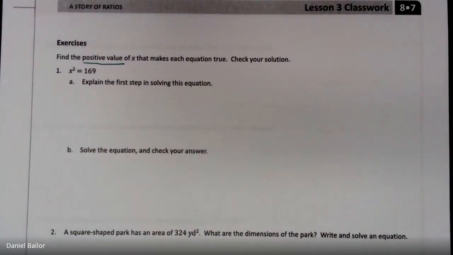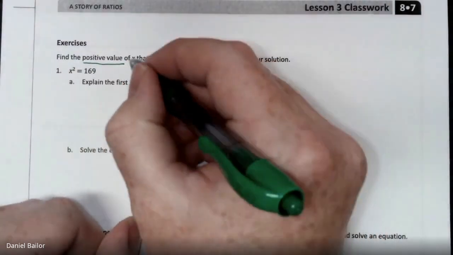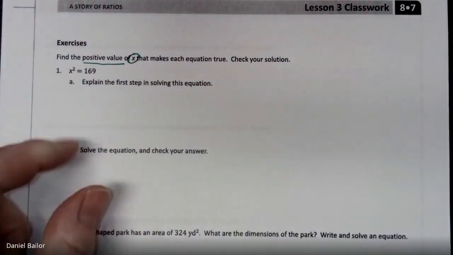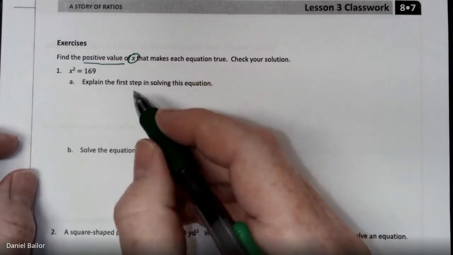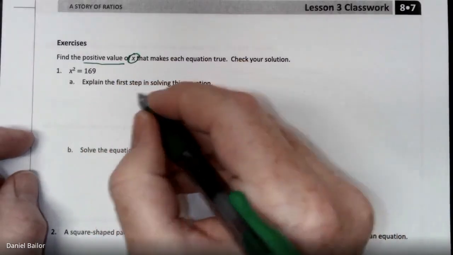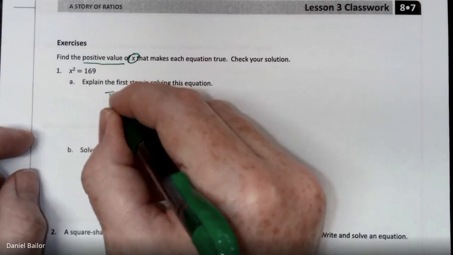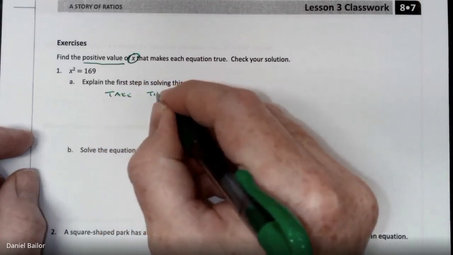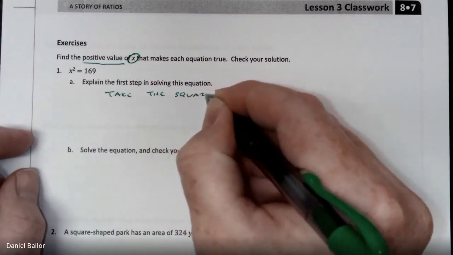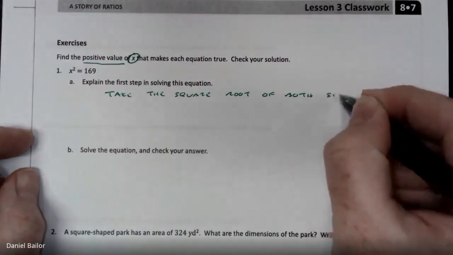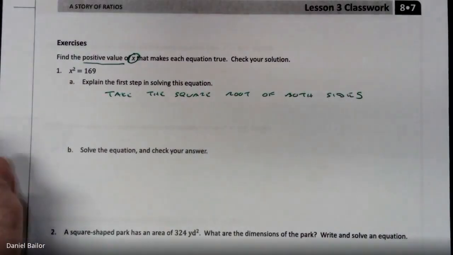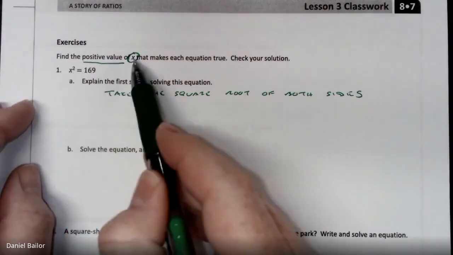We need to take x squared equals 169. So how do we find x? We want to find x. Well, what's the first step? If I have x squared equals 169, the first step is take the square root of both sides, because I don't want x squared, I just want x.